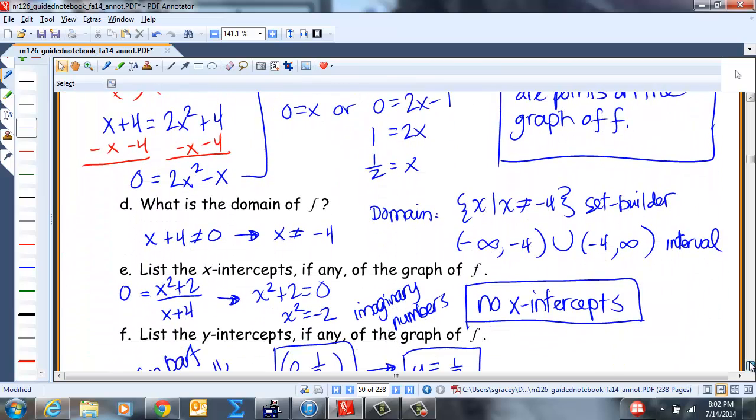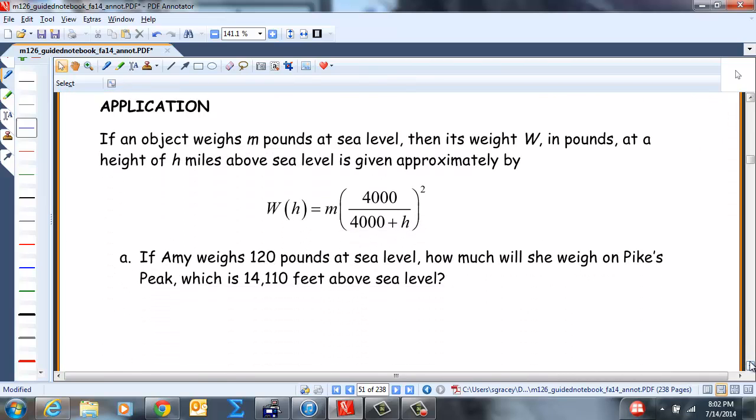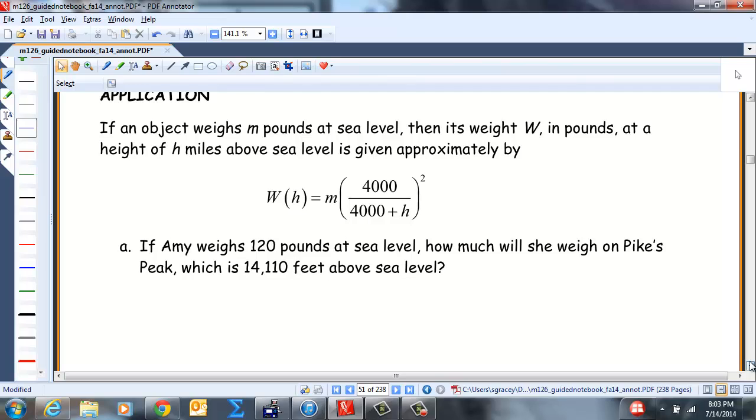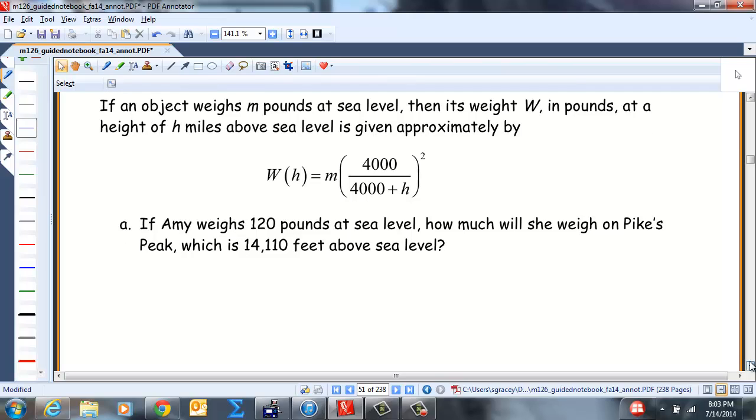Okay, so now we're on to this application. If an object weighs m pounds at sea level, then its weight W in pounds at a height of h miles above sea level is given approximately by W of h is m times the quantity 4,000 divided by the quantity 4,000 plus h, all squared. If Amy weighs 120 pounds at sea level, how much will she weigh on Pikes Peak, which is 14,110 feet above sea level?